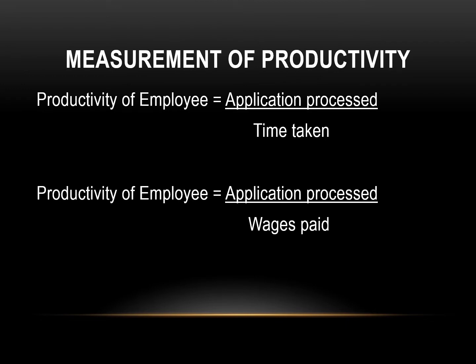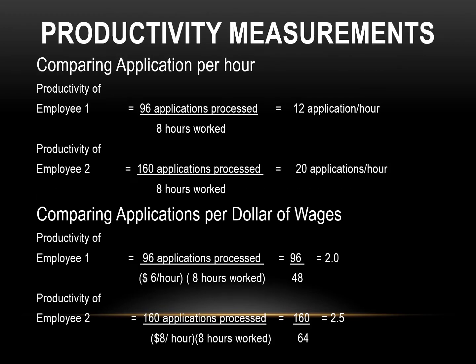Measurement of productivity. Productivity can be measured by employee: applications processed divided by time taken, or applications processed divided by wages paid. Comparing applications per hour. Productivity of employee 1 equals 96 applications processed divided by 8 hours worked, which is 12 applications per hour. Productivity of employee 2 equals 160 applications processed divided by 8 hours worked, which is 20 applications per hour.